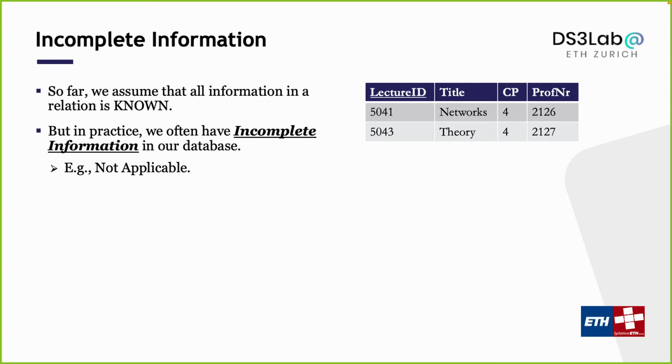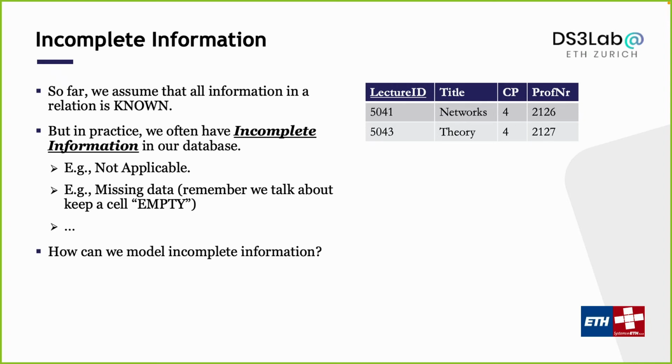So there could be a whole bunch of reasons. Some of this information may be not applicable, right? And maybe some of these things are simply missing data, and so on and so forth. How can we model incomplete information? And also, how can we query it? Those are the 2 fundamental questions we really want to understand.